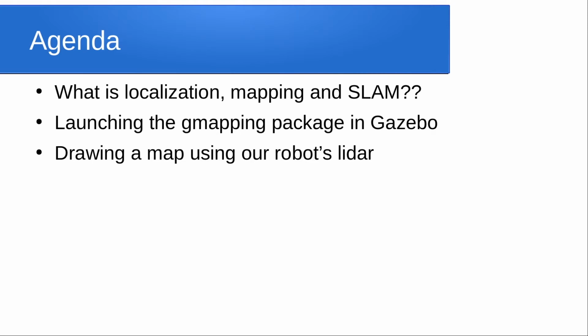So today we're going to define something called localization, also mapping, and SLAM. We're going to get introduced to each one of these terms, and we're going to have some basic definitions and the simplest form of explanation for these three terms. And we're going to launch the gmapping package in Gazebo, and that is a SLAM package, right? And then we're going to draw a map using a robot's LIDAR. So we're going to draw a map for the environment or for the world we're located in, using a robot's LIDAR, and we're going to define what a LIDAR is.